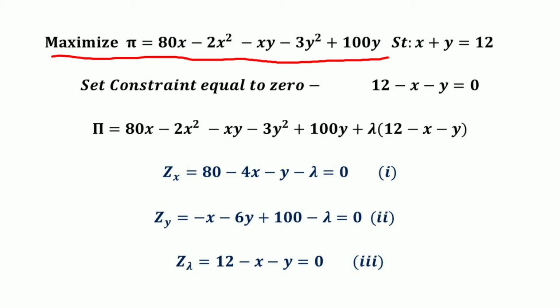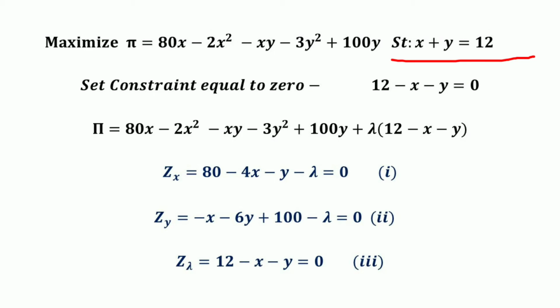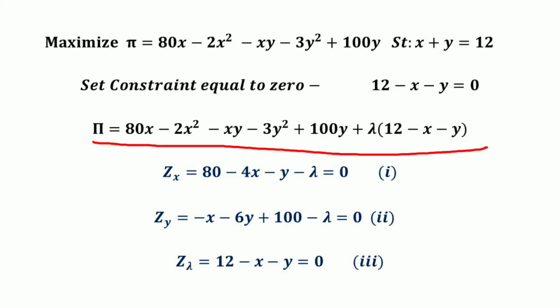Here our objective is to maximize the profit subject to the constraint, that is x plus y is equal to 12. As we have already discussed, the first step is to set the constraint equal to 0, that is 12 minus x minus y is equal to 0. Then multiply by lambda and form a Lagrangian function. So here the Lagrangian function, that is pi, is equal to 80x minus 2x square minus xy minus 3y square plus 100y plus lambda into 12 minus x minus y.